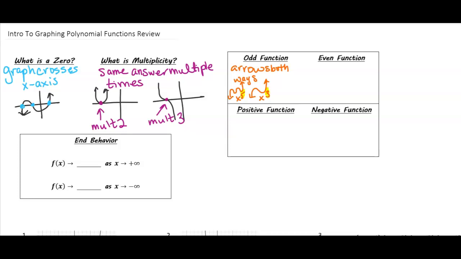An even function has arrows going both ways, arrows the same. So both going up. That's x squared. That's x to the 4th.